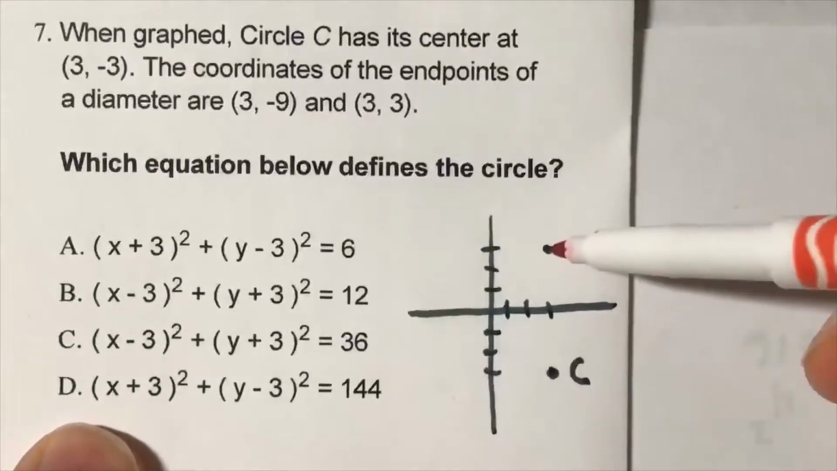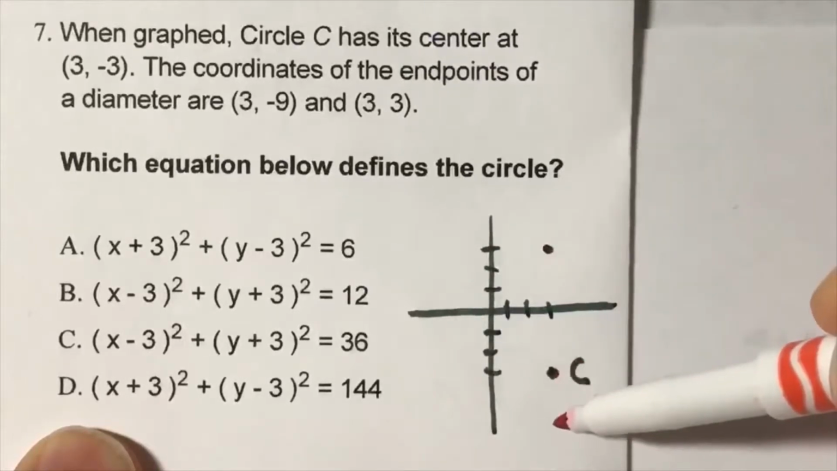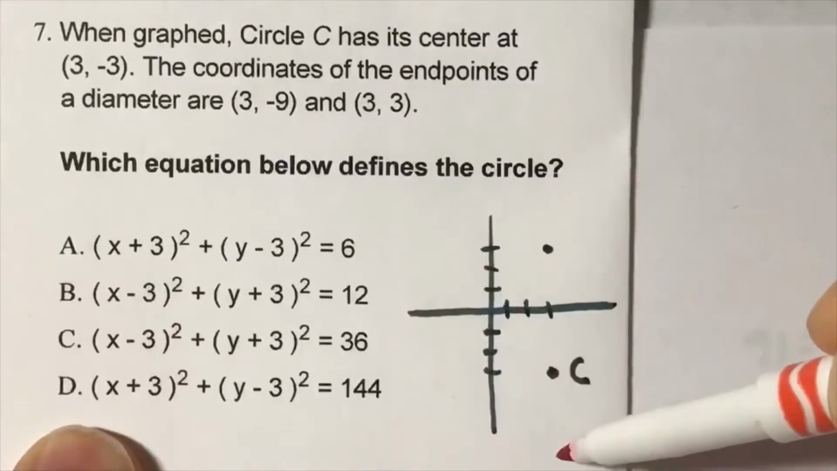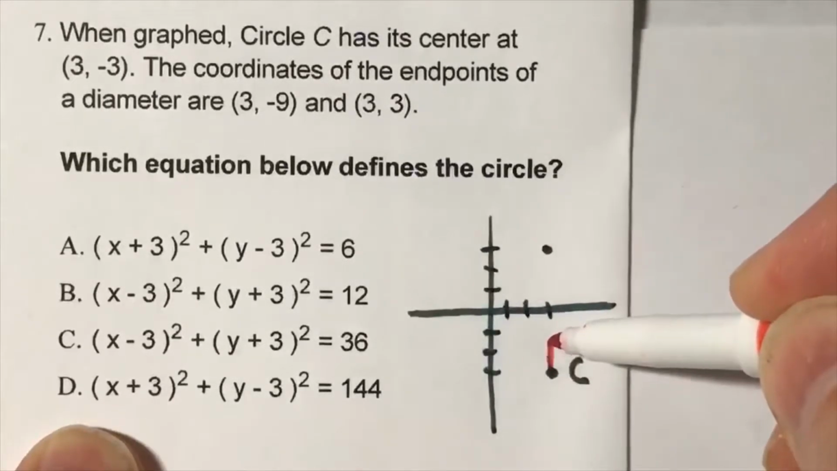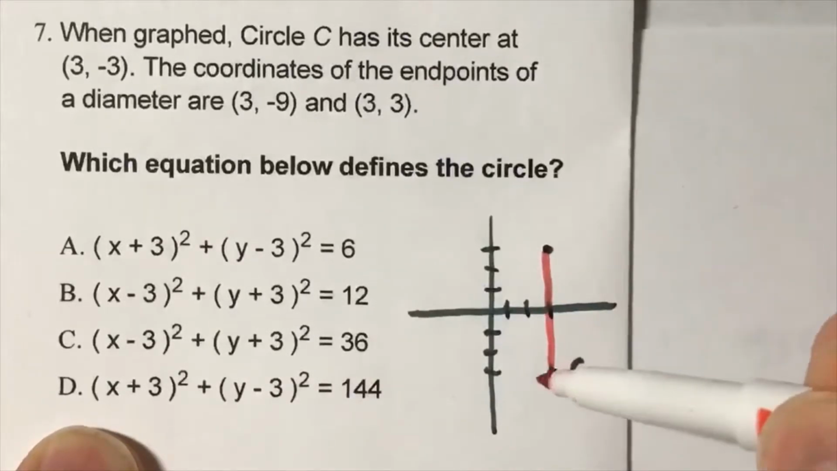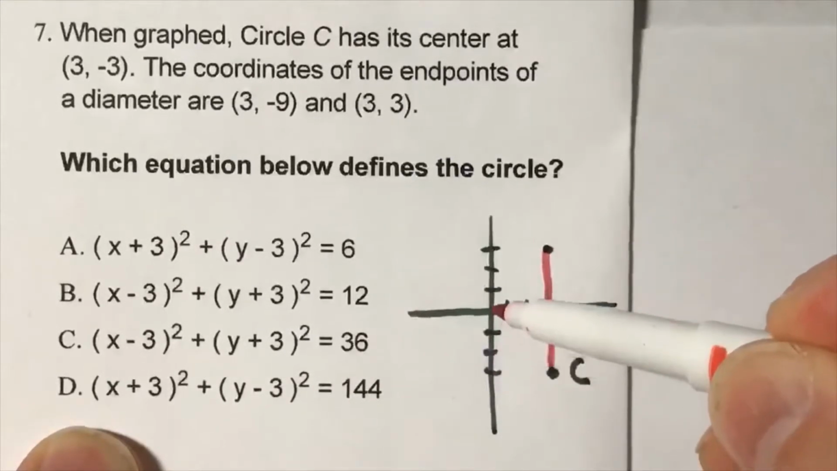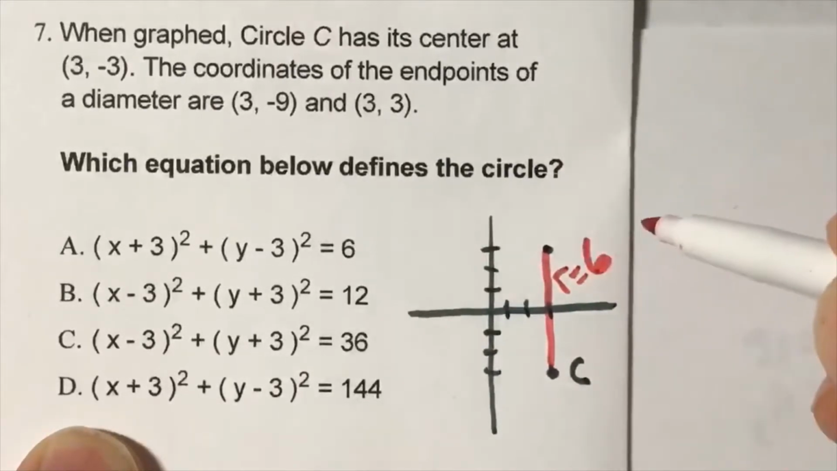In other words, the diameter is going to go from this point through the center and keep going to the other point on the circle. That's the diameter, but the radius is all we need. So from here to here is 6. I'm counting up 1, 2, 3, 4, 5, 6. So the radius is 6.